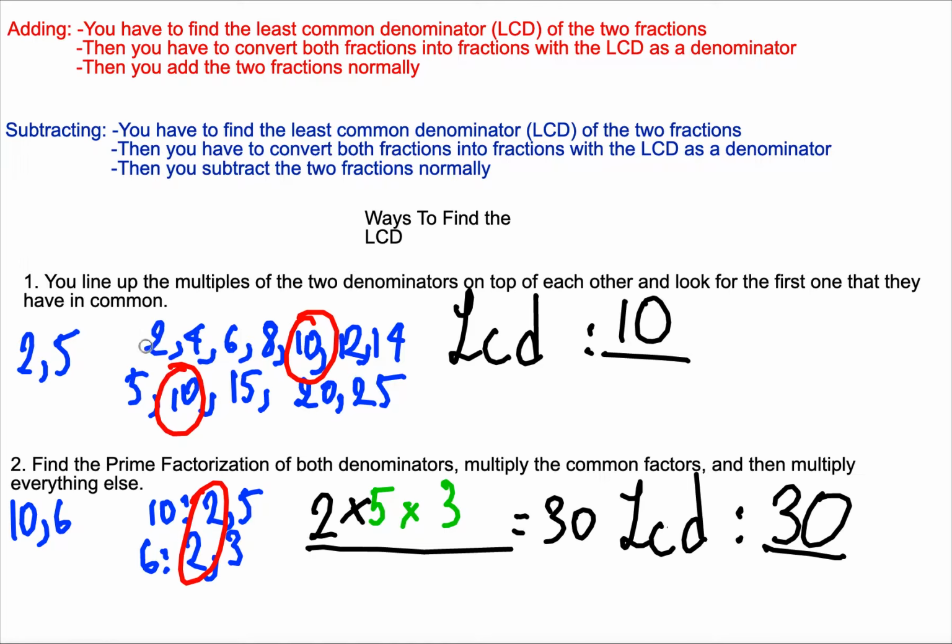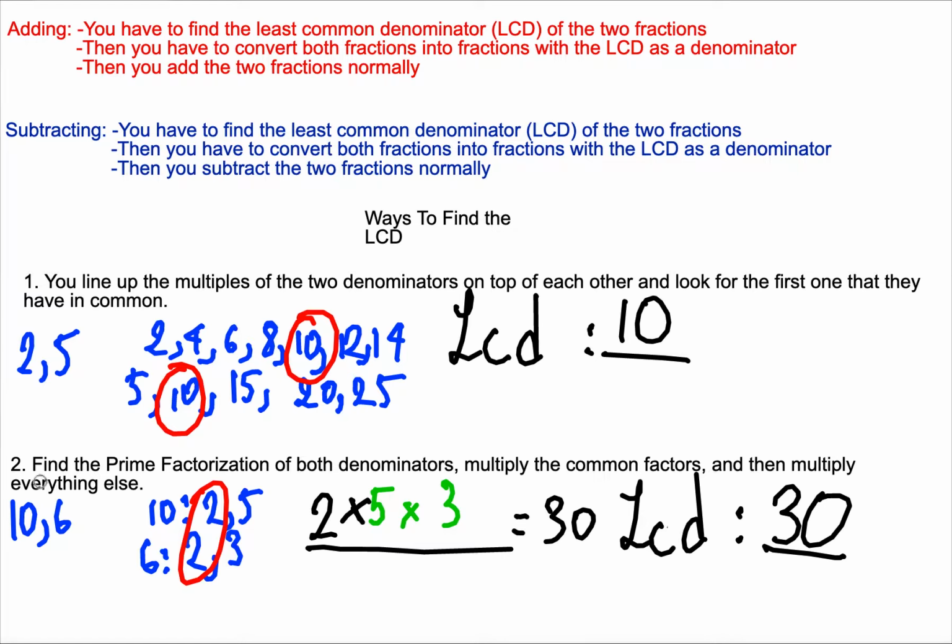Now, we carefully look at each number and see if any of the numbers have a common multiple. We look and we see that they do, 10 and 10. They both have 10. Which means that the least common denominator of these two fractions is 10. Now this method is very easy and very good for finding the least common denominator of small numbers, such as 2 and 5. Those aren't big numbers.